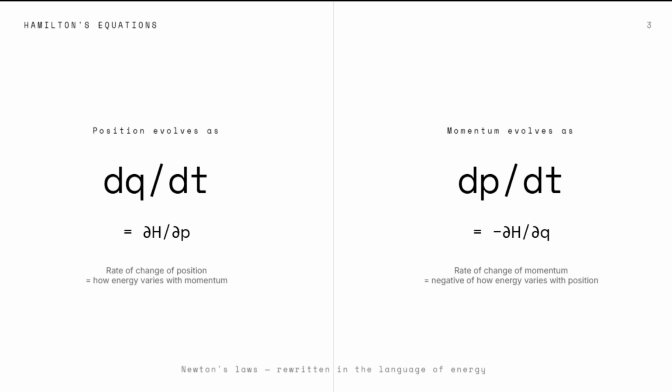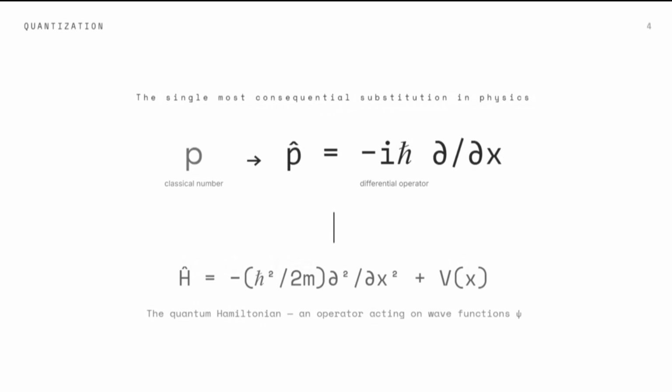We replace classical momentum p with the momentum operator. p hat equals negative i h bar times the partial derivative with respect to x. That substitution, p going to p hat, is one of the most consequential moves in the history of science. It transforms the Hamiltonian from a simple energy function into an operator that acts on wave functions. The quantum Hamiltonian for a particle in one dimension becomes H hat equals negative h bar squared over 2m times the second spatial derivative plus V of x. The hat means it's an operator now, the same structure as the classical version, kinetic plus potential, but now it's a machine that takes a wave function as input and produces another wave function as output.